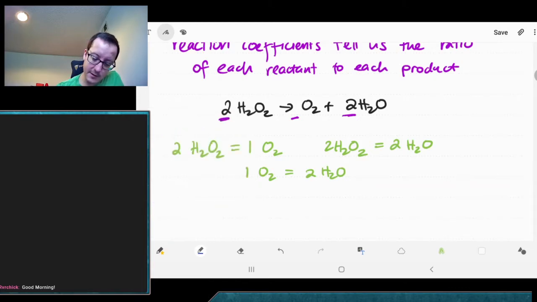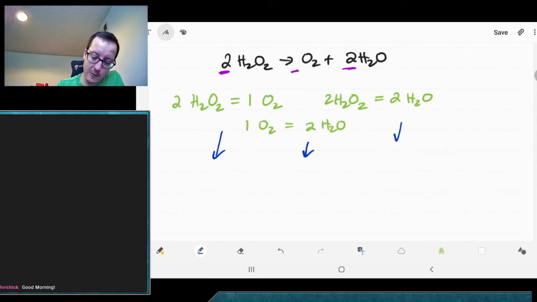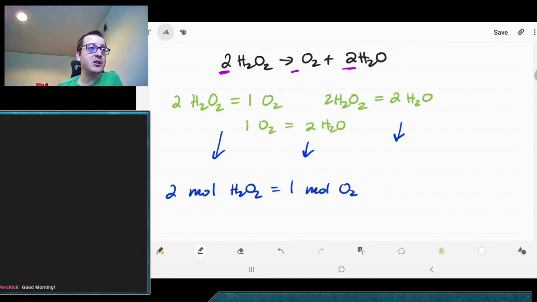And so it turns out that, while they are true for just molecules, it's kind of silly to talk about molecules since they're so small and they weigh so very little. We're going to see that this is the same as saying the mole ratios between them. So we know two hydrogen peroxide molecules will give us one oxygen molecule. 2 moles of hydrogen peroxide molecules will give us 1 mole of oxygen molecules. Say dozen instead, it works all the same. 2 dozen hydrogen peroxides give us 1 dozen oxygens. And so it's all the same here.